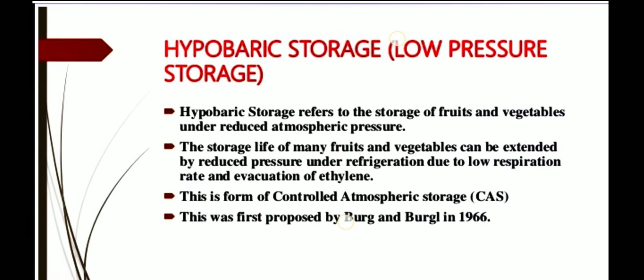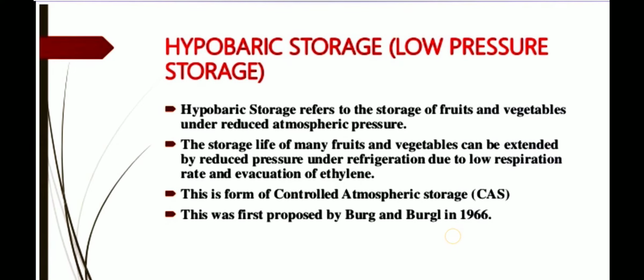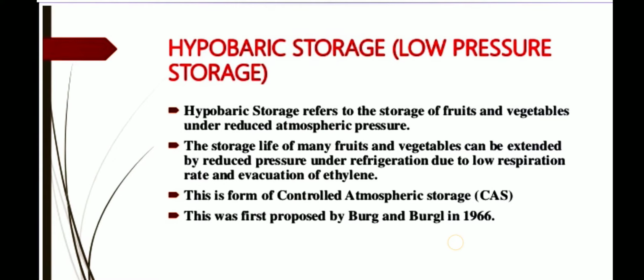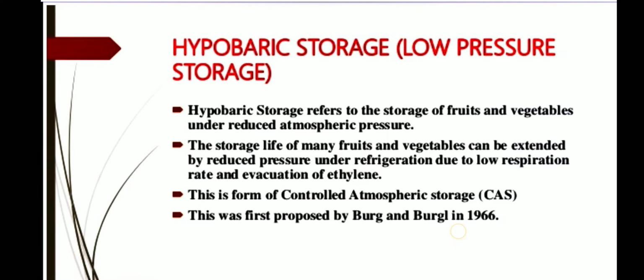Now the hypobaric storage, that is, hypobaric means the low pressure storage. Hypobaric storage refers to the storage of fruits and vegetables under reduced atmospheric pressure. Now how the atmospheric pressure can be reduced? It can be reduced by the help of vacuum. When we create vacuum, means there is no air in the system. If any container is vacuumed, means there is no air in the container. So reducing the air will reduce the pressure in a system.